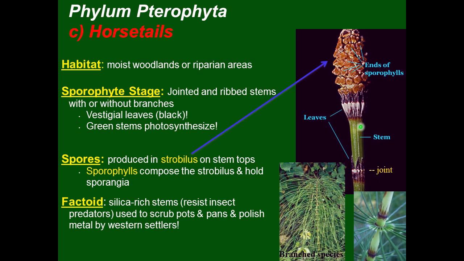Then we have some spores that are produced in a strobilus, or cone, that's found atop the stem. The sporophylls compose the strobilus and hold the sporangia. So we can see a little bit of the anatomy of what we're talking about there on the right. See the joint, the stem, those little vestigial leaves that are black, and the ends of the sporophylls on the strobilus. A factoid: the silica-rich stems that resist insect predators were used to scrub pots and pans and polish metal by Western settlers, kind of like diatomaceous earth.